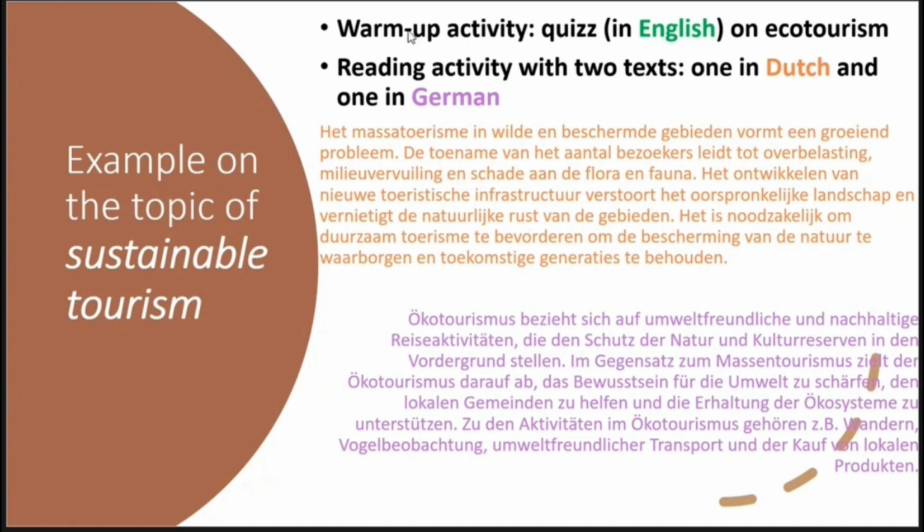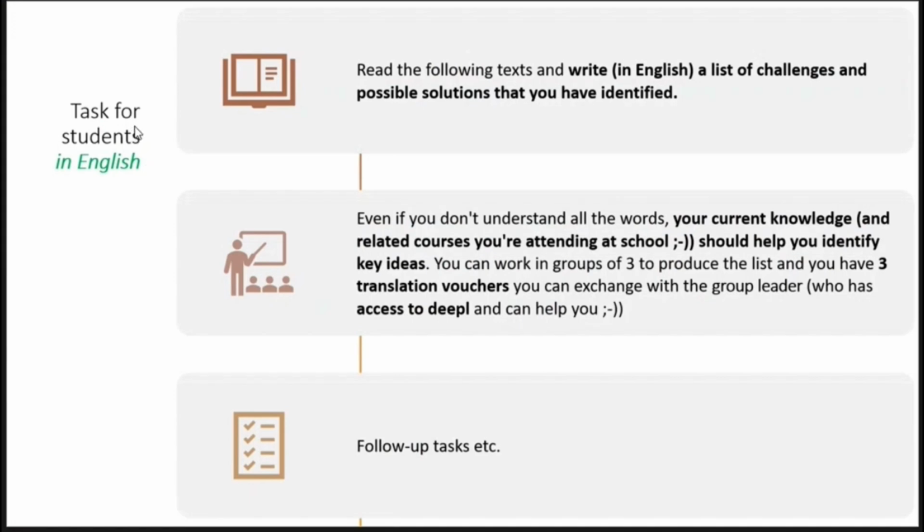And you can start with a warm-up activity, which would be a quiz in English, for instance. Then you have a reading activity with 2 texts. So if I take our situation here in Belgium, some pupils at school study English and Dutch and German. So they have the 3 languages. So you could start with English, then have input texts in Dutch and German. And then what you can do is have a task that they have to carry out in English, which could be of the following type.